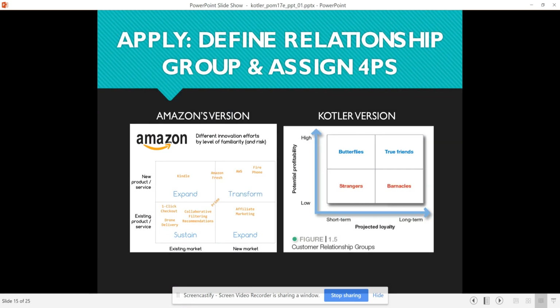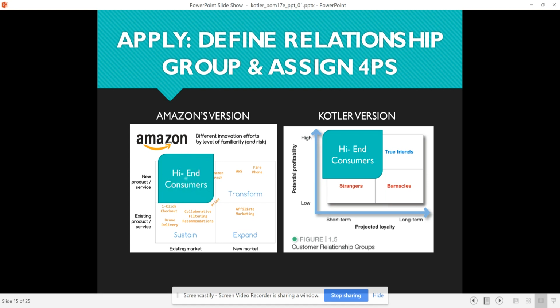So here we have Amazon's version and Kotler's version. So remember, we said that Amazon wants to focus on high-end customers at the grocery store. So that is, again, a butterfly or a true friend. And here's Amazon's version, which is that they identify, do I want to sustain the customer base? Do I want to expand? Do I want to transform? Or do I want to use Prime? Do I want to use Fresh? The Fire Phone? And so for Amazon, it was expand, using Prime as the middle ground here.